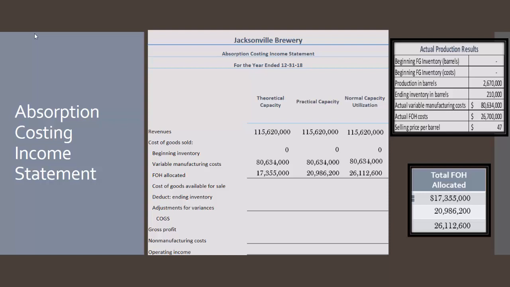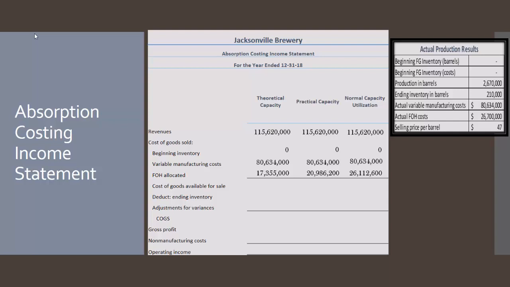And under our normal capacity, we would have allocated $26,112,600. So our cost of goods available for sale is always beginning inventory, plus your variable manufacturing cost, plus your fixed overhead allocated. Our cost of goods available for sale under theoretical capacity would be $97,989,000. It'd be $101,620,200 under practical, and it would be $106,746,600 under normal.